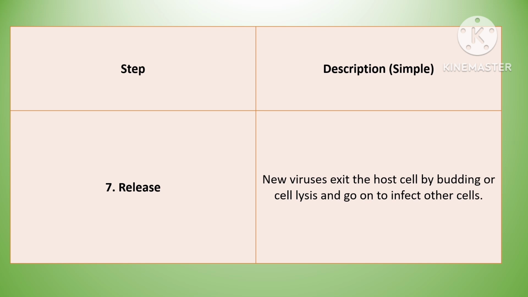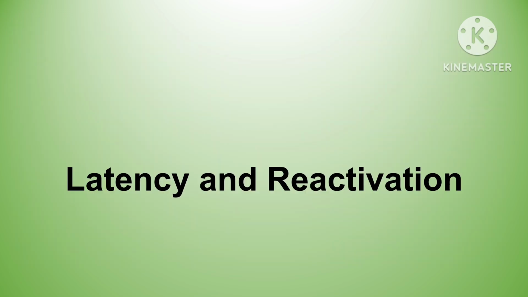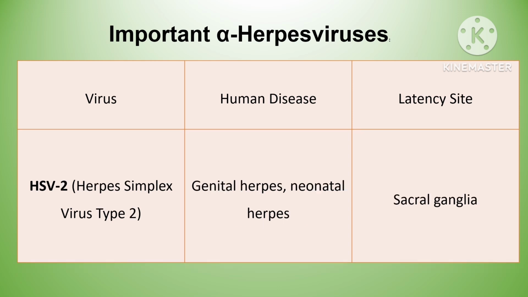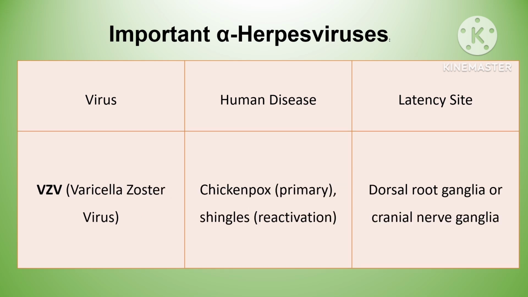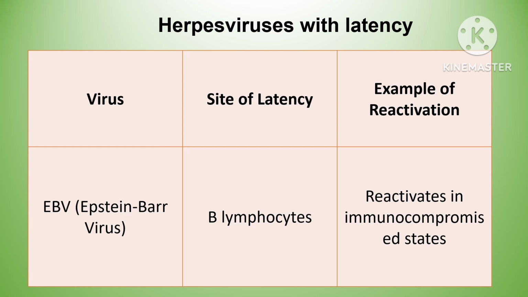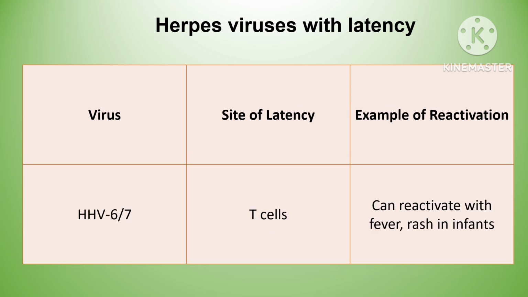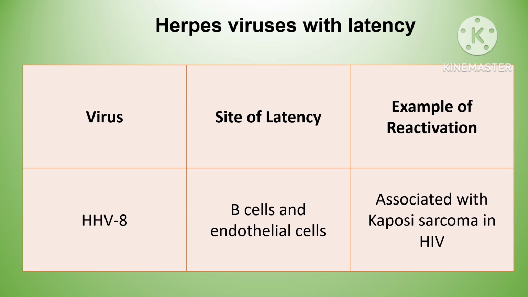Herpes viruses enter a latent phase after initial infection, where the virus hides in specific cells without replicating. HSV-1 hides in the trigeminal ganglion while HSV-2 prefers the sacral ganglion. Varicella-Zoster virus becomes latent in dorsal root and cranial nerve ganglia. Epstein-Barr virus remains in B lymphocytes, and Cytomegalovirus persists in monocytes and myeloid precursors. Both HHV-6 and 7 establish latency in CD4 plus T cells, whereas HHV-8, or Kaposi sarcoma associated herpes virus, resides in B cells and endothelial cells.